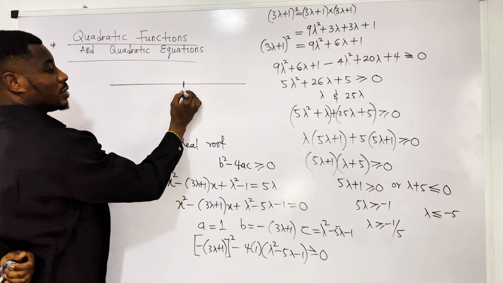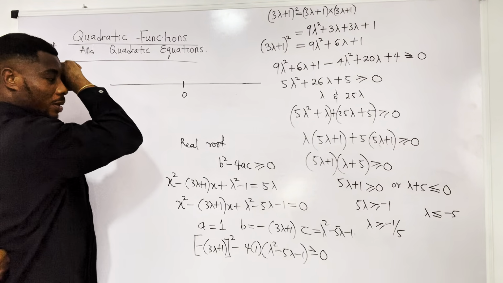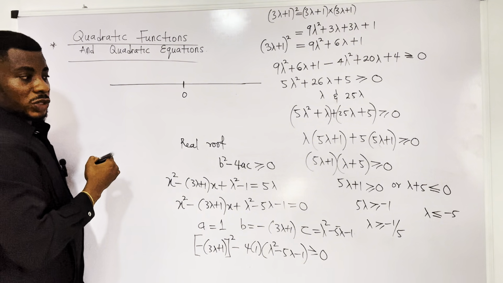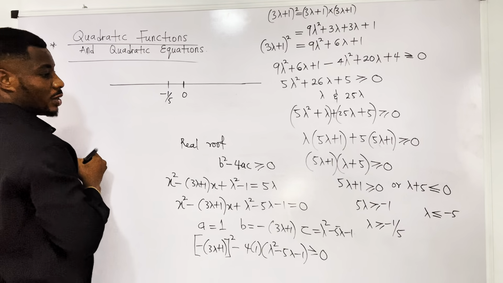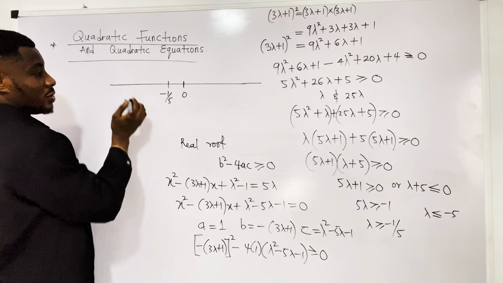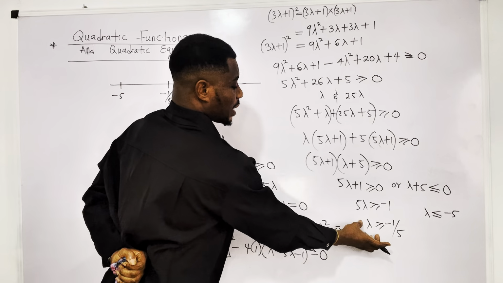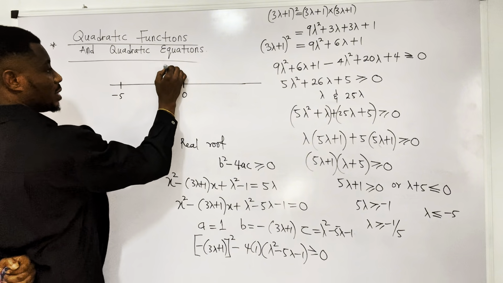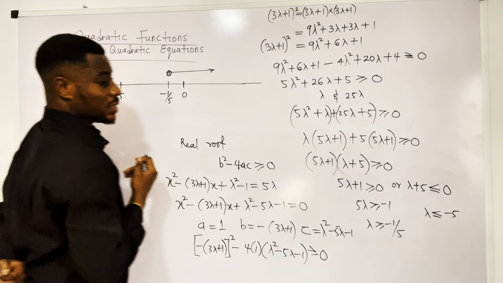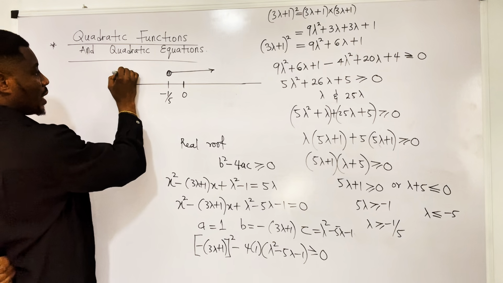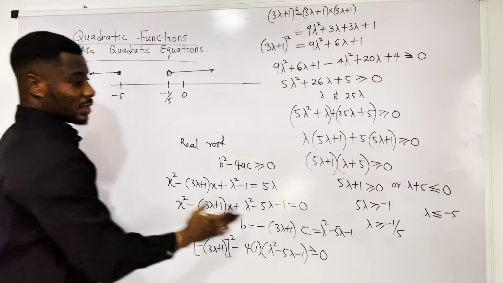This is the 0, and on this side we have positive numbers, and on this side we have negative numbers. Minus 1 over 5 is going to be here, and minus 5 should go further, so we have minus 5. In the first case, x is greater than or equal to minus 1 over 5, which means it is moving like this. But in the second case, x is less than or equal to minus 5, which means it is going like this. So I cannot combine these inequalities. It is best that I leave my answers like this.